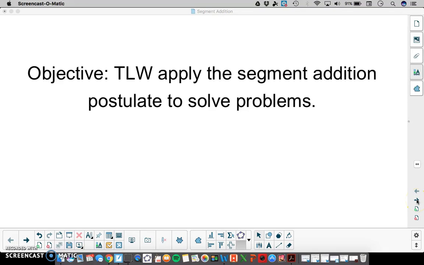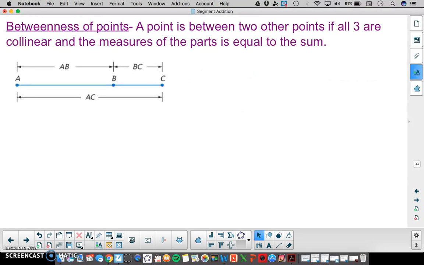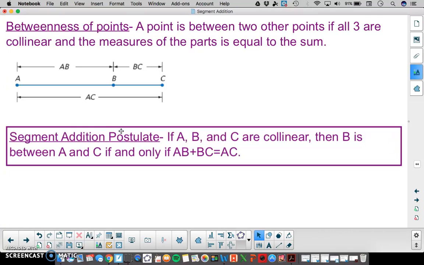In this video, the learner will apply the segment addition postulate to solve problems. Remind yourself about betweenness of points. A point is between two other points if all three are collinear and the measures of the parts is equal to the sum. That actually leads us to the formal segment addition postulate.